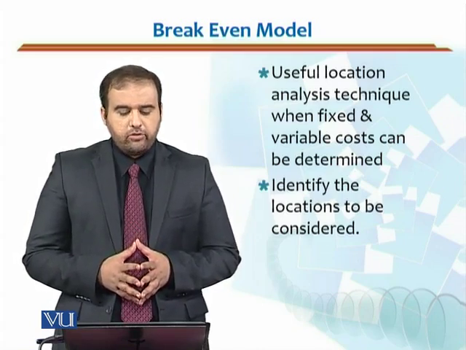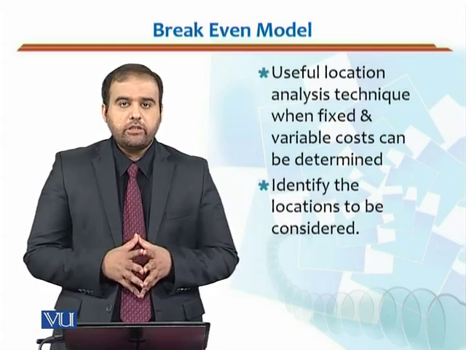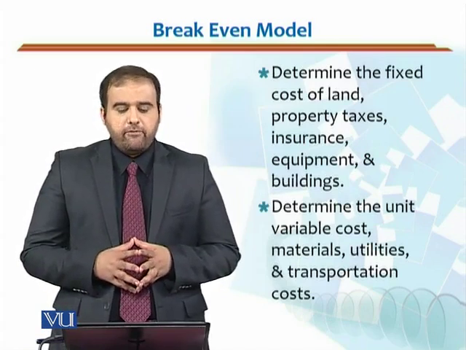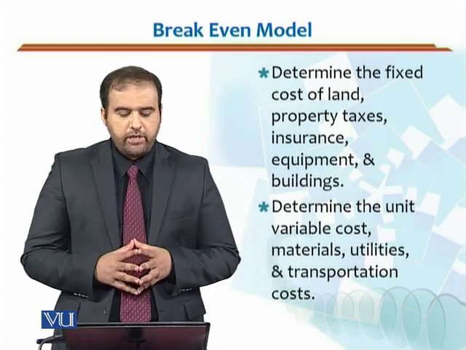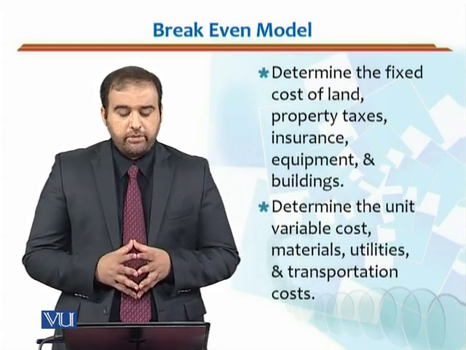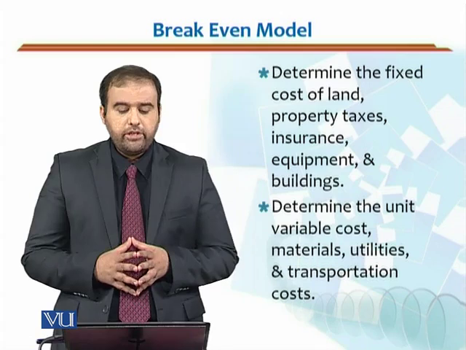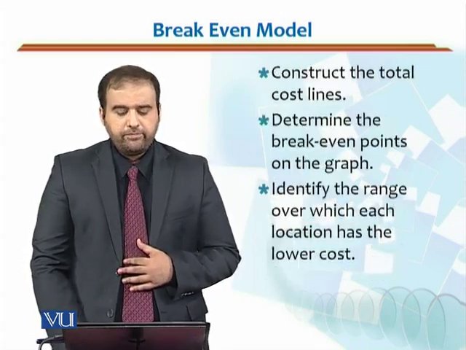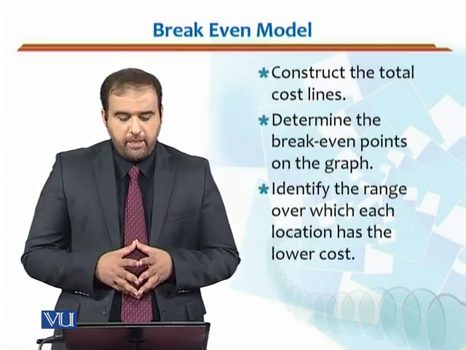Identify the location to be considered. ये वो identify कर देगा कि किस location को under what condition you need to consider. Determine the fixed cost of land, property taxes, insurance, equipment and building. It also determine the unit variable जो आपने determine पहले से करना है, that would be the unit variable cost, material, utilities and transportation cost. So if you have estimated it, you can construct the total cost line.